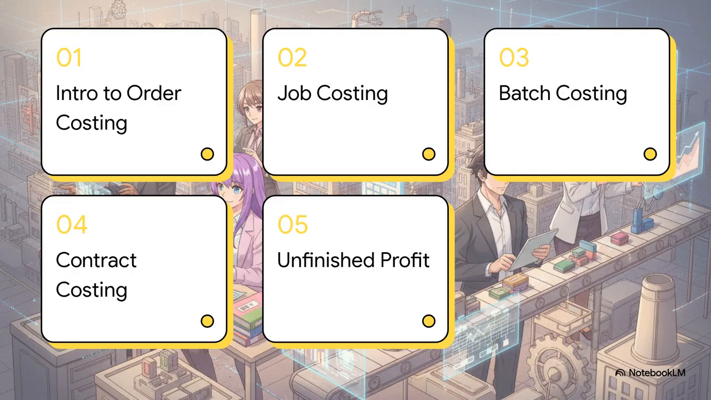Here is our game plan for today. First, a quick intro to order costing. Second, job costing for those custom fits. Third, batch costing for when you're scaling up. Fourth, contract costing for long-term builds. And finally, the tricky business of calculating unfinished profit.